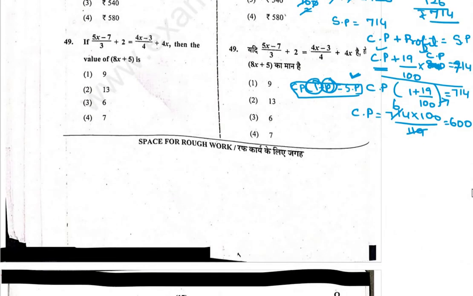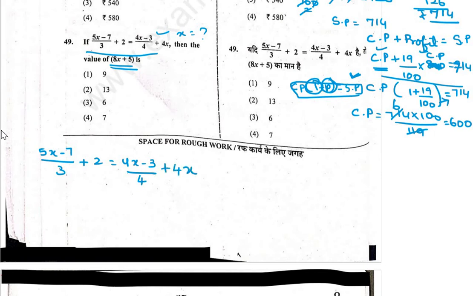5x minus 1 by 3 plus 2. Some algebraic equation is given. From that, we have to calculate the x value and substitute here. So, normal calculation. 5x minus 7 by 3, 4x minus 3 by 4 plus 4x. If you want to add or subtract, the denominator should be the same. So here make it the same. Multiply by 3 and divide by 3, multiply by 4 and divide by 4. Now these two terms we can add.